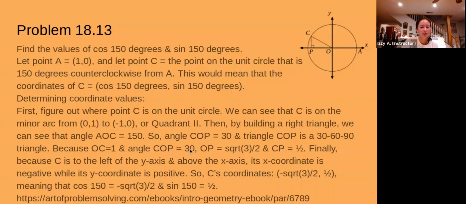So that would mean that angle COP is 30, and triangle COP is a 30, 60, 90 degree triangle. And because we know that OC is equal to 1 and angle COP is 30, OP is going to be equal to the square root of 3 over 2, and CP would be equal to 1/2.